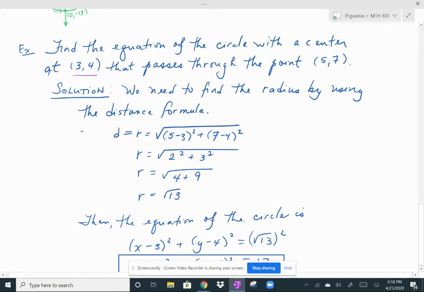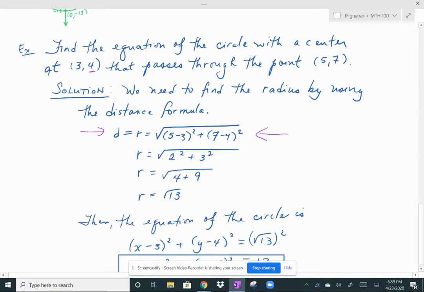Remember, the distance is the radius, the distance from a point on the circle, and that point is given, 5, 7, to the center, which is also given, gives you the radius of the circle. So here I plug into the formula. It's the difference in the two x coordinates. So I have 5 minus 3, and you square that, plus the difference in the y coordinates, that's right here, 7 minus 4, and you square that result.